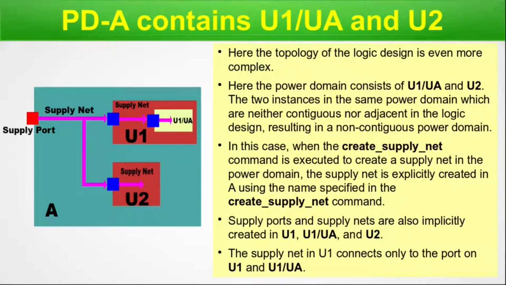The supply net in U1 connects only to the port on U1 and U1/UL. So this means, let me bring the mouse pointer again, this supply net is connected here and here. So this is what we mean. Although it is clear and evident now that the picture is with you, when you have an actual design in hand, this picture has to exist in your mind and you have to have this text concept along with you to work on. That's why it is explicitly written. The purpose of this slide is over. Let's move on to the next one.